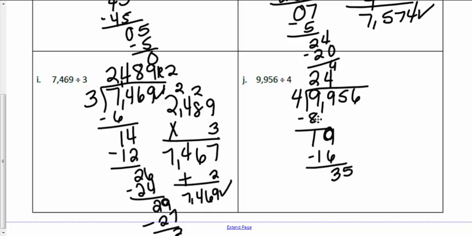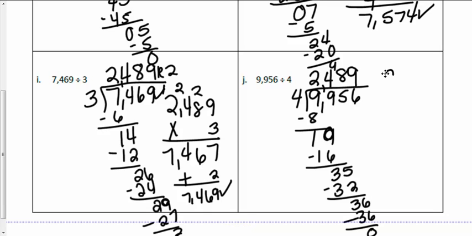35 tens divided by 4 would be 8, because 8 times 4 is 32. I have 3 tens left over. I add that to my 6 ones. So 36 divided by 4 is 9, and 9 times 4 is 36. So I have a remainder of 0.